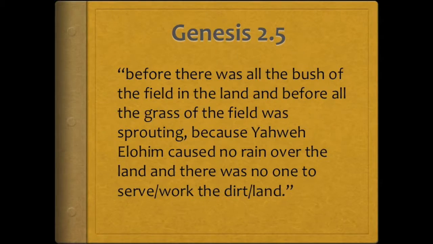I'm translating directly from the Hebrew, so it's not going to be as clean and clear as the one in front of you, but it will be more accurate, if a little more awkward. Sorry. In Genesis 2:5, before there was all the bush of the field in the land, and before all the grass of the field was sprouting, because Yahweh Elohim caused no rain over the land, and there was no one there to serve the dirt. The one is Adam. There was no person.